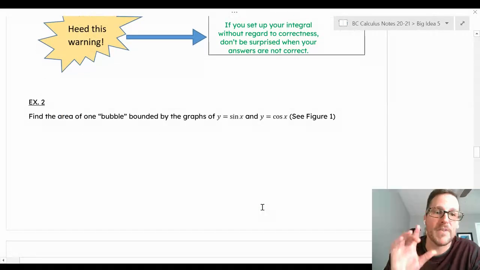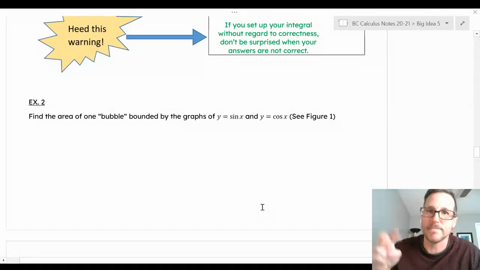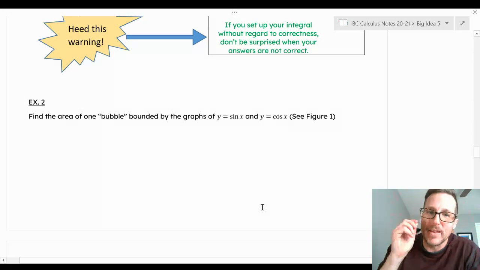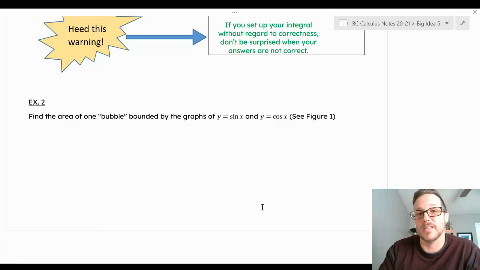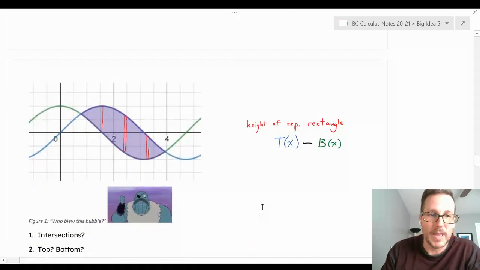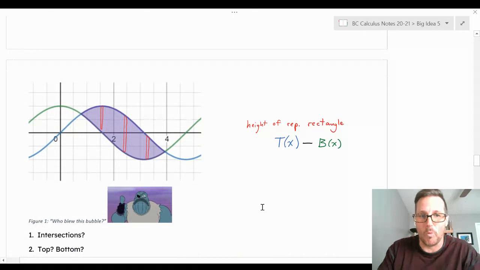Moving on. Now we need to find the area of a bubble that exists between sine x and cosine x. There's an infinite number of bubbles. So let me show you what I mean by a bubble. This is what I mean by a bubble, just one little region between.